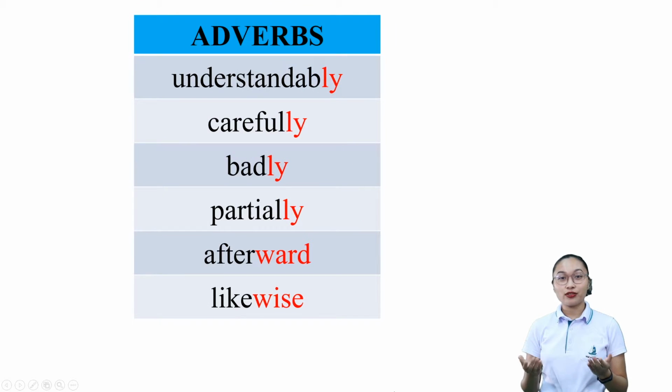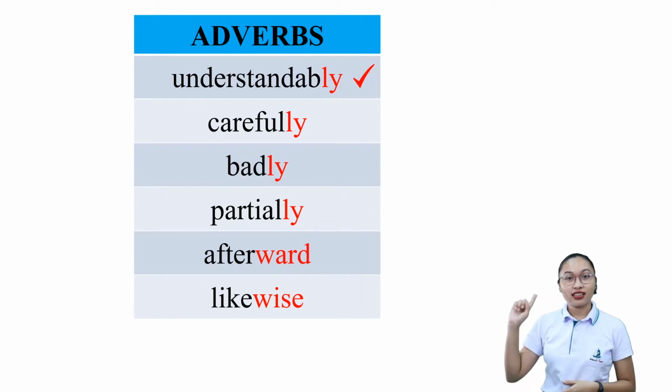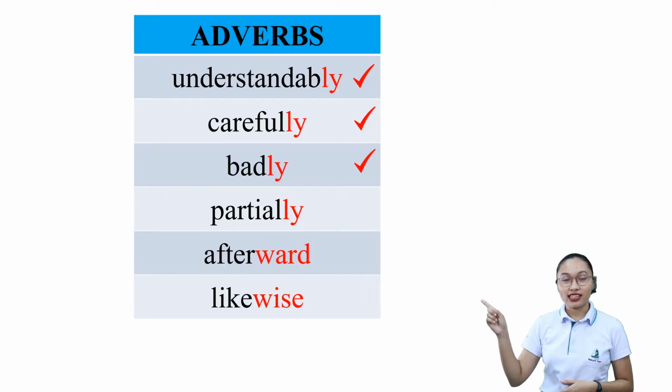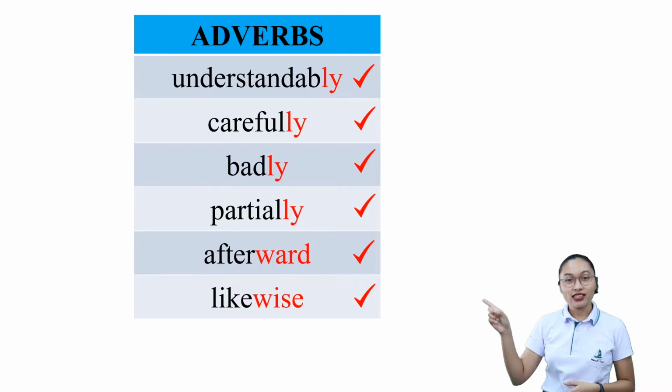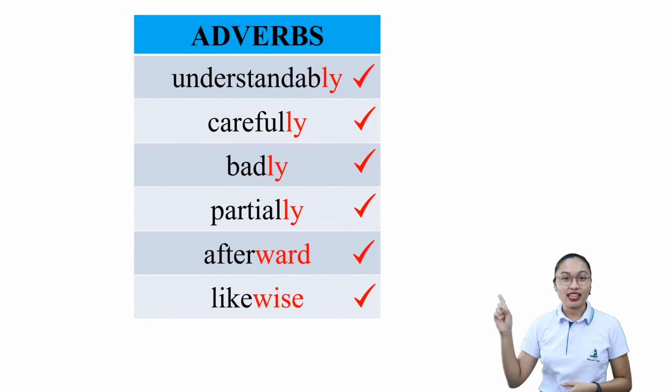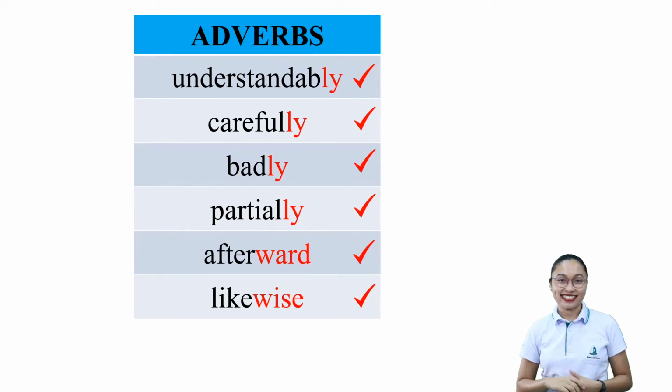Now here are a few examples of adverbs formed through the use of suffixes. We have understandably, carefully, badly, partially, afterward, and likewise. What are the suffixes used in these adverbs? Correct. They are ly, ward, and wise.